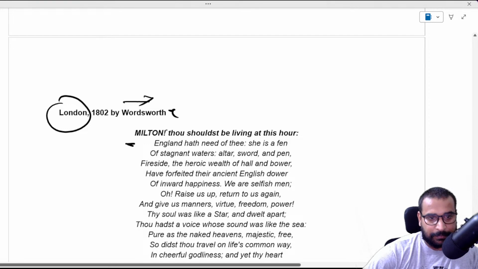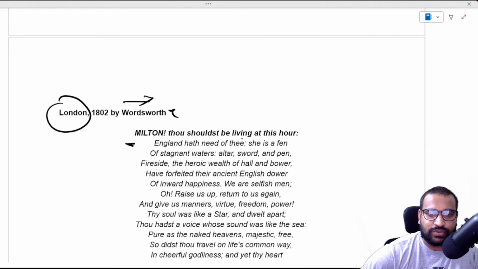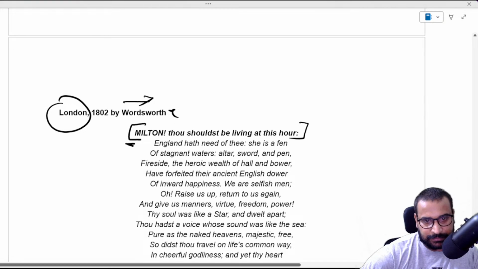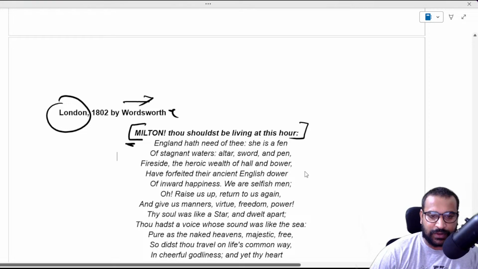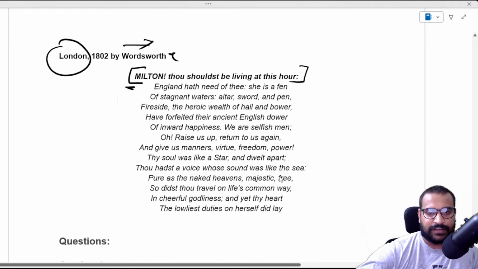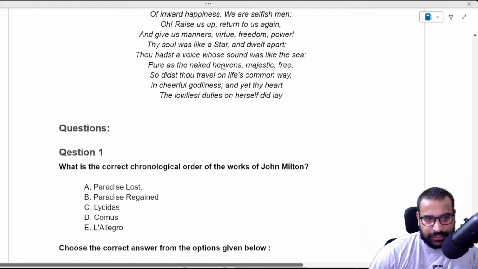By Wordsworth. Remember that. "Milton, thou shouldst be living at this hour." You get questions always based on that, so you have to know. And if you have time, you can just read all of it. Actually, all the lines are important, so you can read them.